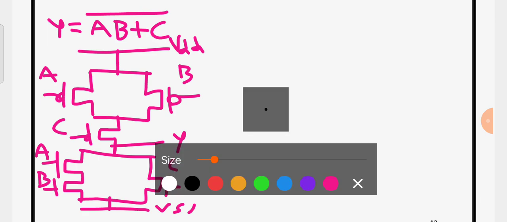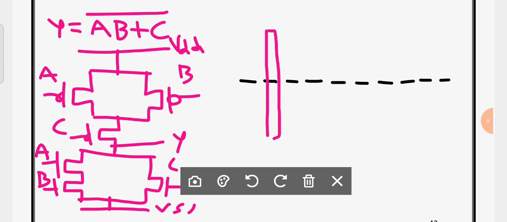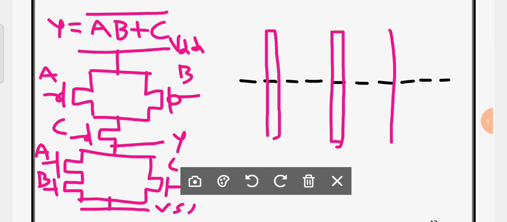Now how to draw? Will you please tell me somewhat quickly? Absolutely. First you have to draw a demarcation line. After that, absolutely, you have to consider polysilicon. How many polysilicons you have to consider? 3 polysilicons. 1, 2, 3 polysilicons you have to consider. Why 3 polysilicons? Because there are 3 inputs.